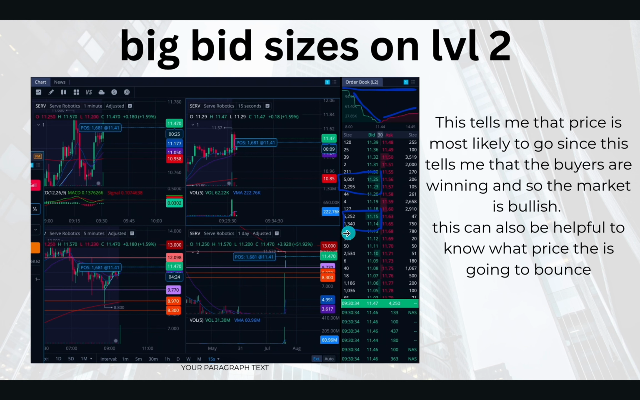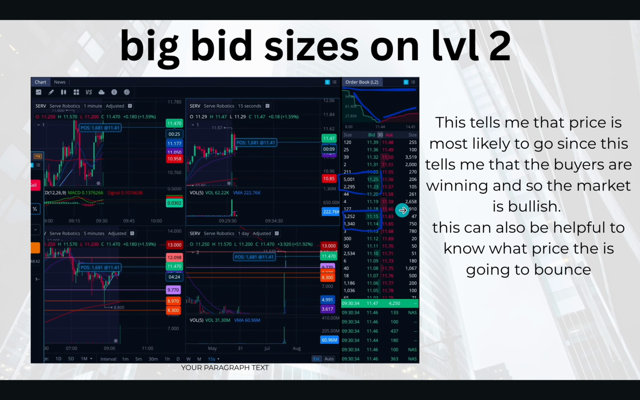You can see on other points right here, someone's willing to buy 6,000 at $11.15. So this can also be helpful to know what price the price is going to bounce. So if the stock was ever willing to go down to $11.25, there will be a buyer already willing to buy 5,000 shares. It will go up just like that. And there's even more support next to it with someone willing to buy 2,000 shares at $11.23. And as you can see, this overtakes the ask size.